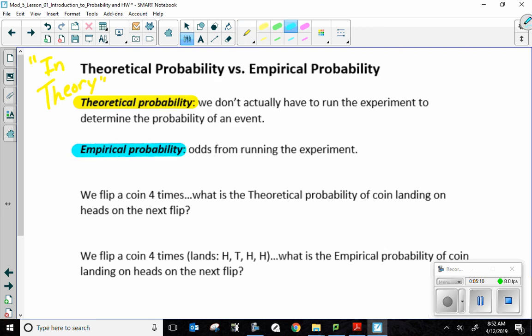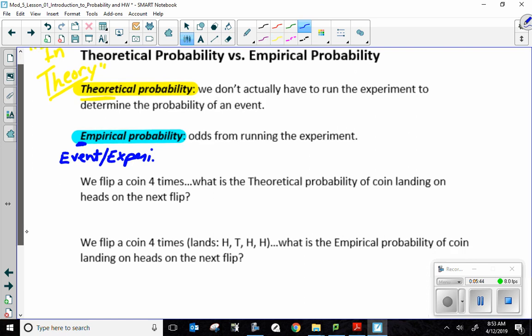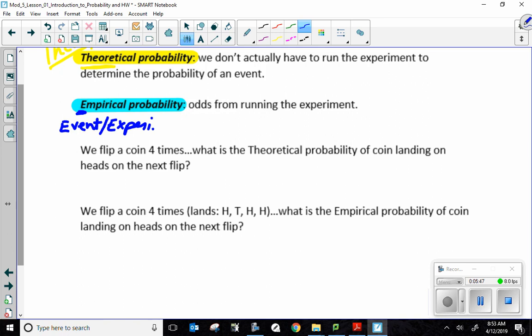Empirical probability is not theory at all. You actually need to run the experiment and pull your odds from that. Let me go back here. Theoretical is in theory. Empirical, with the E, you actually need to run the event or run the experiment. I have two examples below, and I will explain through examples what these really do mean. Let's do this first one. This is theoretical.